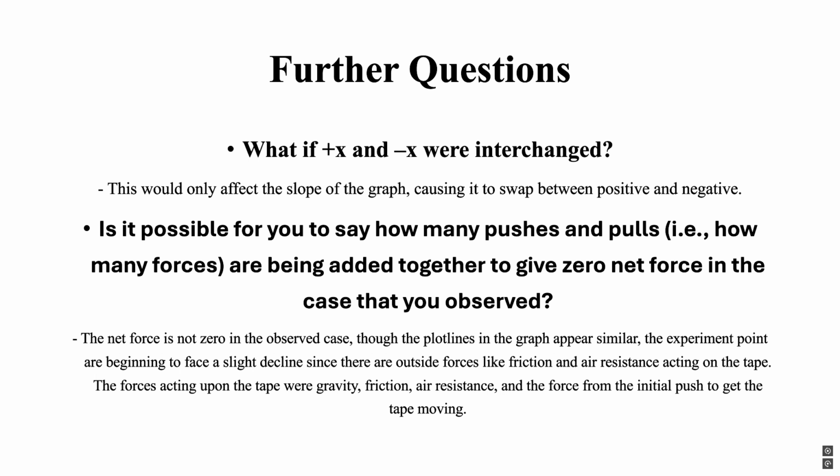The net force was 0 in the observed case. Even though the plot lines in the graph appeared very similar, the experiment points were facing a slight decline at the end of the graph, showing that there were forces like friction and air resistance acting upon the tape. All the forces acting upon the tape were likely gravity, friction, air resistance, and the force from the initial push that would have caused the tape to move.